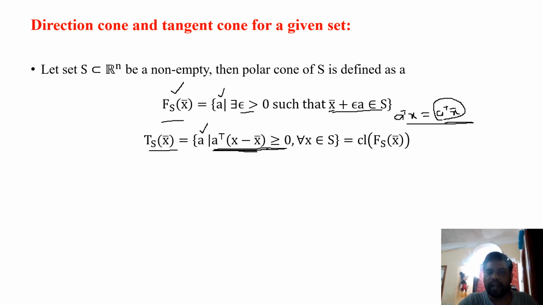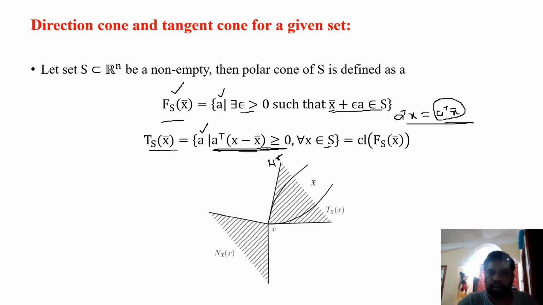With respect to that supporting hyperplane, we get two half spaces, and the collection of all the directions where the given set happens to be in the positive half space with respect to that supporting hyperplane, such a collection of directions we call the tangent directions, the tangent cone.